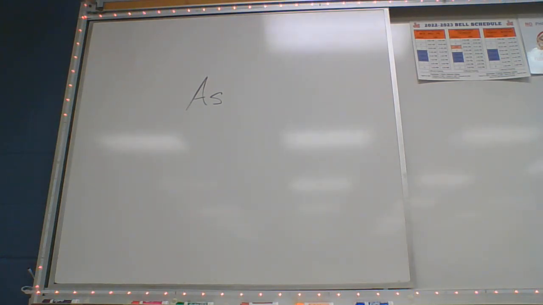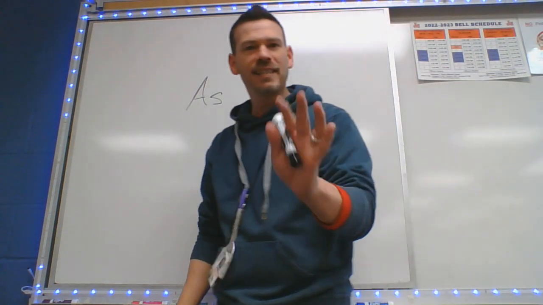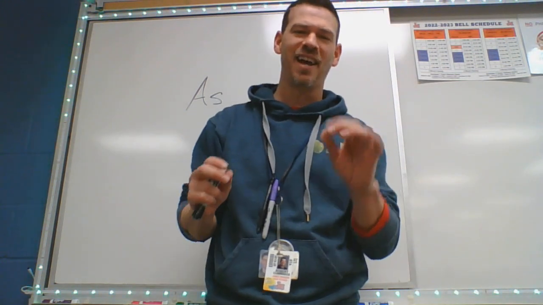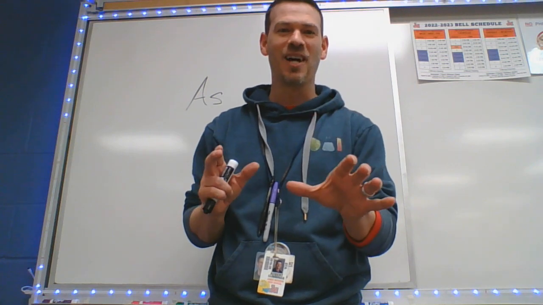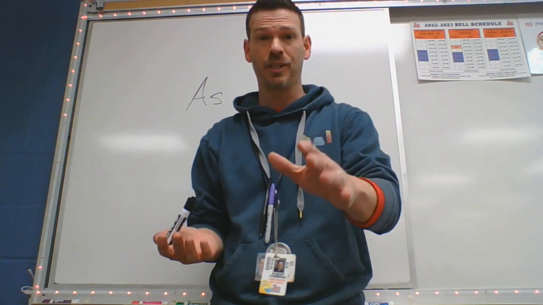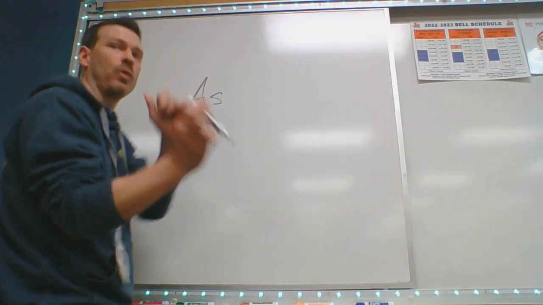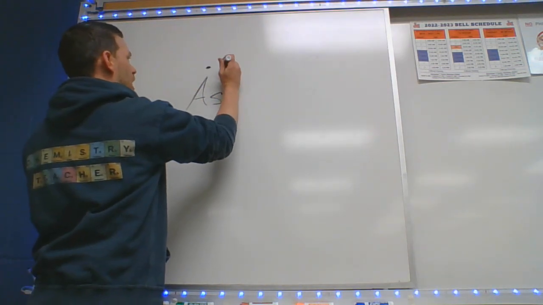Hey, looky, there he is. How many dots would be in arsenic's Lewis dot structure? Five, right? I asked how many dots would be in arsenic's Lewis dot structure, and the answer is five, because arsenic is in group 15. So draw this with me. Let's draw his Lewis dot structure.